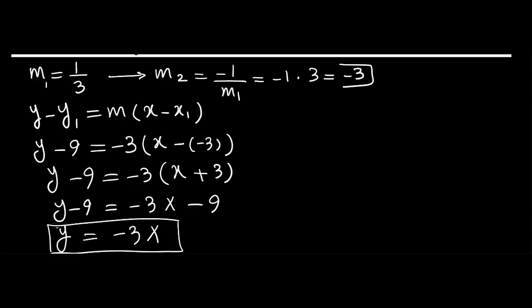As you see, this is the equation in the form of point-slope, and you can also call it slope-intercept because the y-intercept again is 0. Okay, that's all about the linear equation.